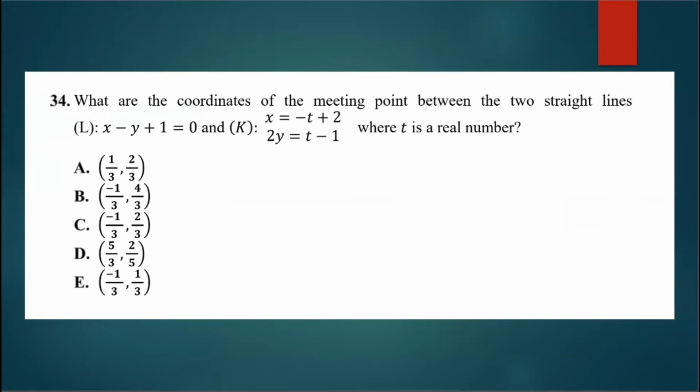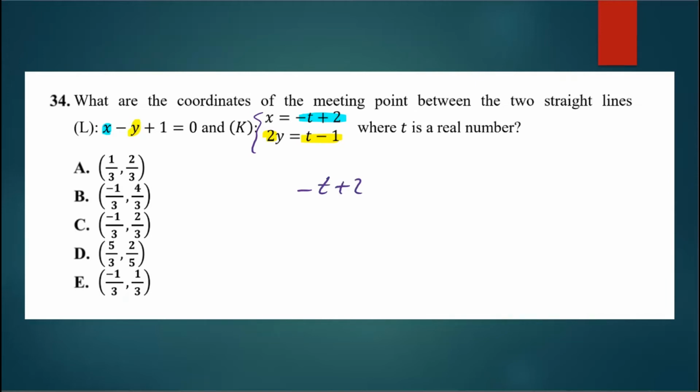What are the coordinates of the meeting point between the 2 straight lines? Okay, I have 1 line stated normally, the other line stated in a parametric way, where t is a real number. I need the point of meeting. So I just substitute. I have the value of x here, I will put that here. And also the value of y I can manage. It will be t minus 1 over 2, and we'll substitute that here. So x is negative t plus 2.